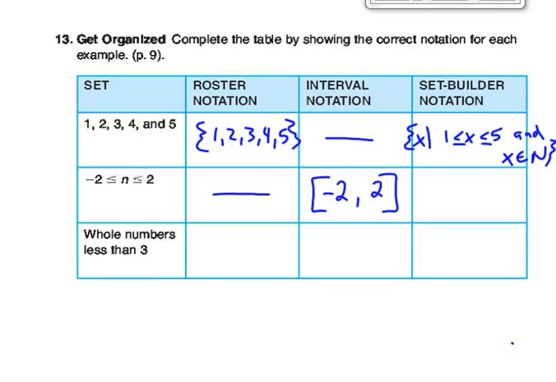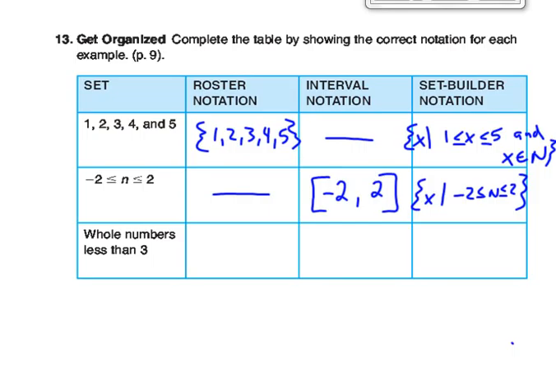Set builder notation. I'm looking at set builder notation on this problem. I've got X such that. It always starts with that. I already have the inequality, so I have -2 is less than or equal to n is less than or equal to 2. And I could put and X belongs to the real numbers, all the numbers that are in between there, every single thing that happens in between there. But I can eliminate that and not put that, and it will be assumed that I'm talking about all of those numbers.